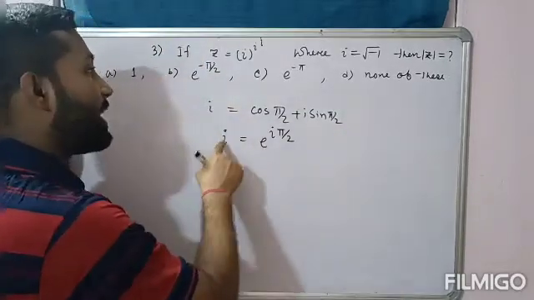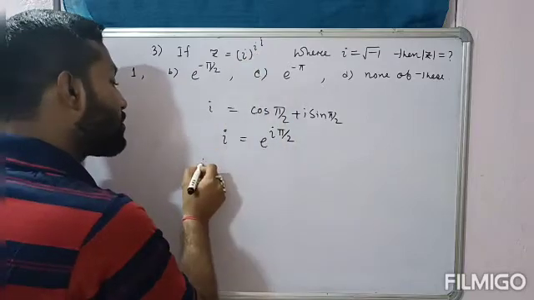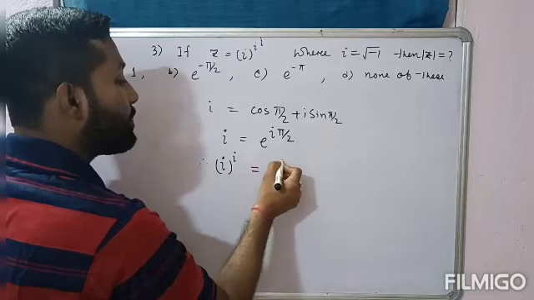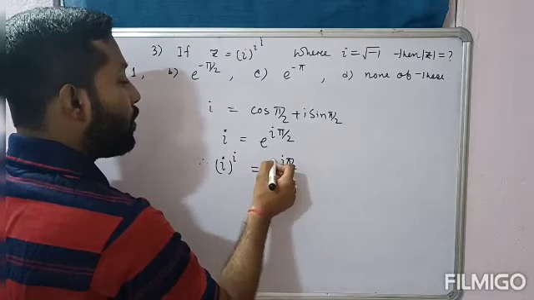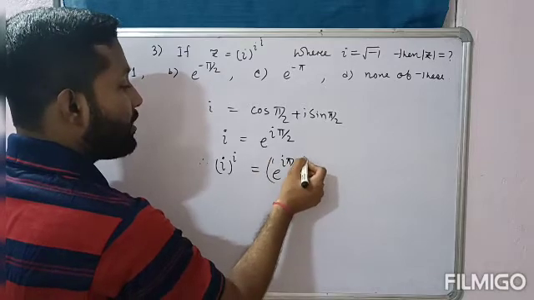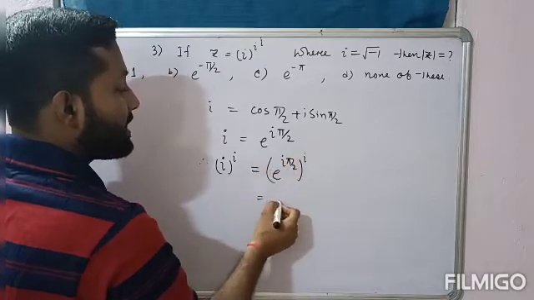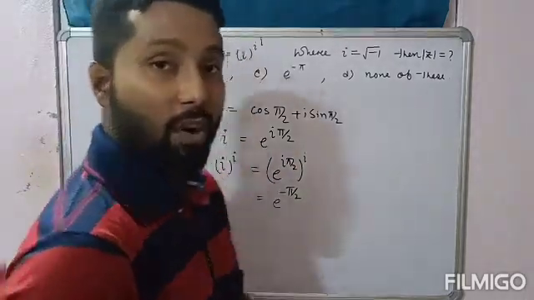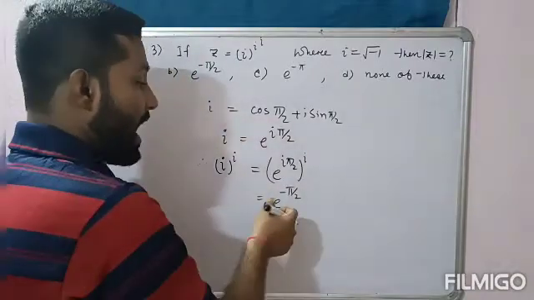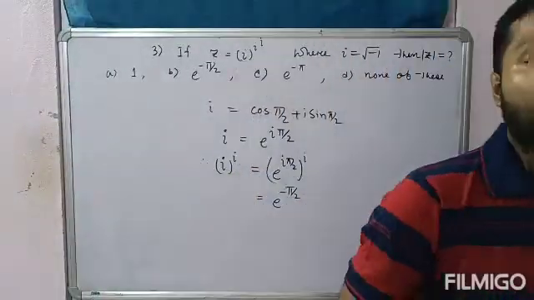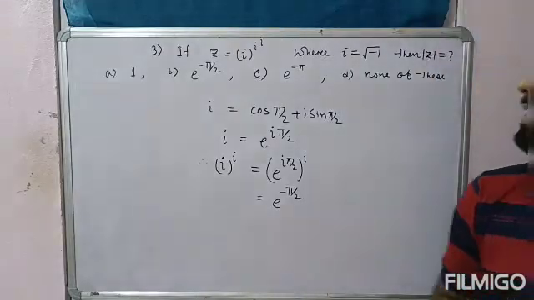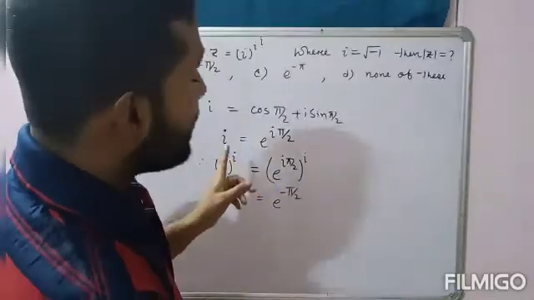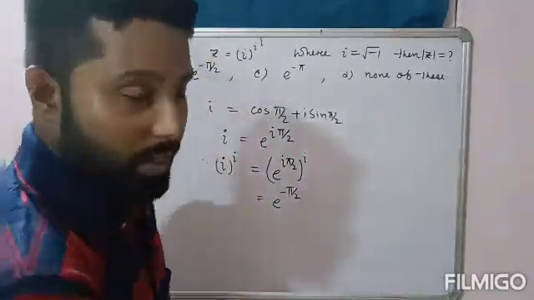So if the value of i is known, then we can find out i to the power i also. Therefore i to the power i is equal to e to the power i pi by 2, whole thing to the power i only. So this is equal to e to the power minus pi by 2, because i into i is i square and the value of i square is minus 1. So i to the power i is equal to e to the power minus pi by 2. It is better to remember this value too. So if you know the value of i in Euler form, you can write down the value of i to the power i also in Euler form.